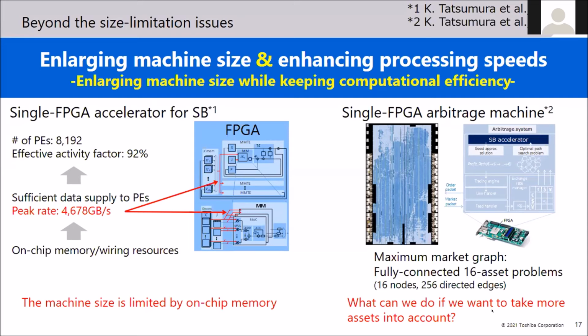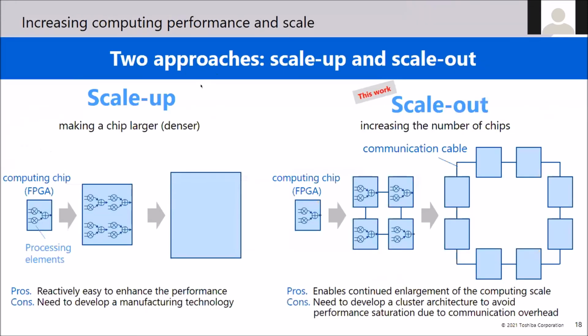What can we do if we want to take more assets into account? We want to achieve both enlarging machine size and enhancing processing speed. In other words, we want to enlarge the machine size while keeping the computational efficiency. For increasing computing performance and scaling, there are two approaches, scaling up and scaling out: making a chip larger or denser, otherwise increasing the number of chips. We choose this scaling out approach. It enables continuous enlargement of computing scale.